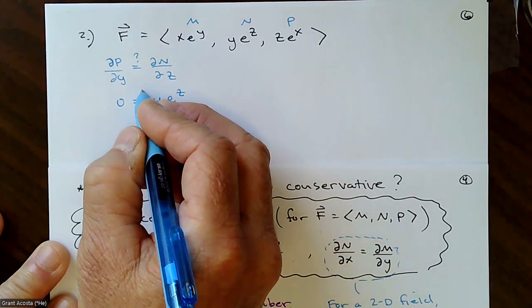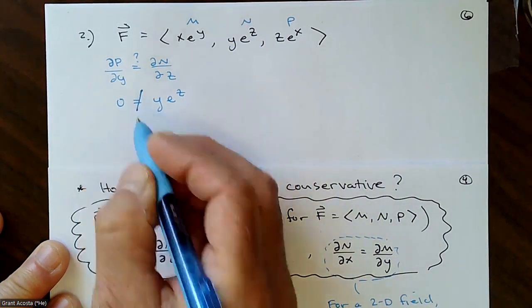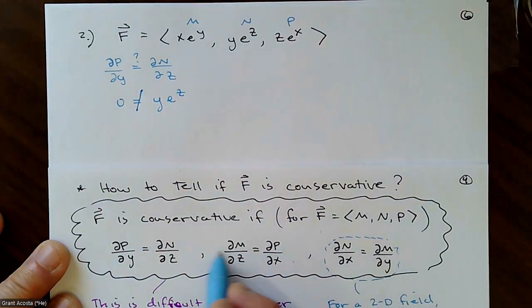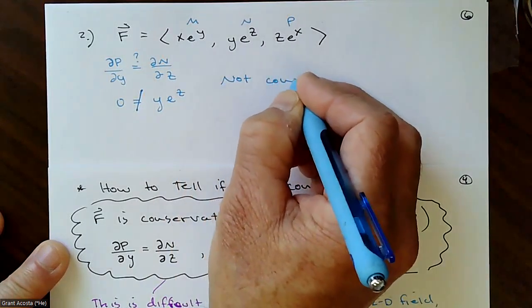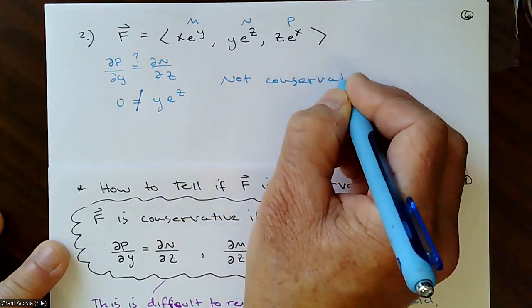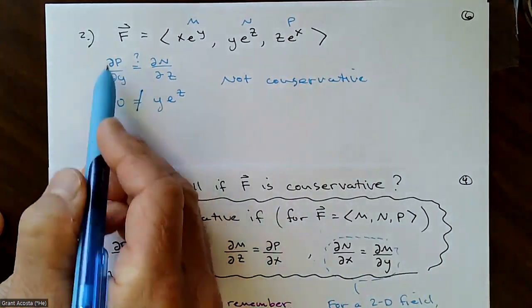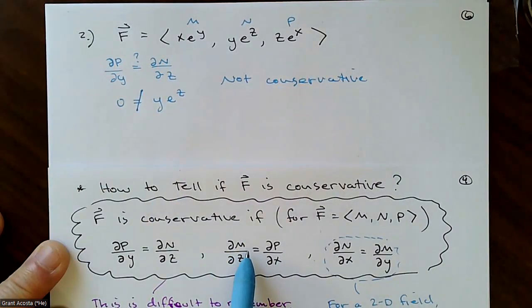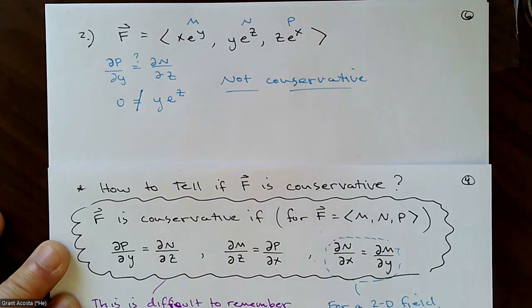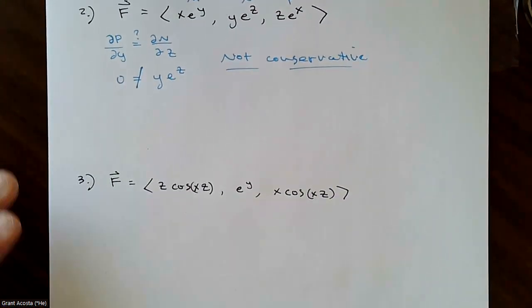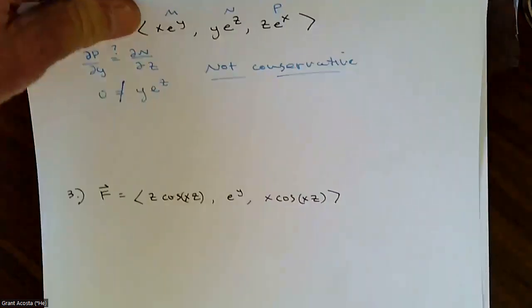And what's nice about this particular one is the minute that one fails, I don't need to bother checking the rest of them. This cannot be conservative, not conservative. It has to satisfy all of them. So if this one was true, but the middle one was not true, then it's not conservative as well, right? It fails either of those. Okay, how about 3 here?